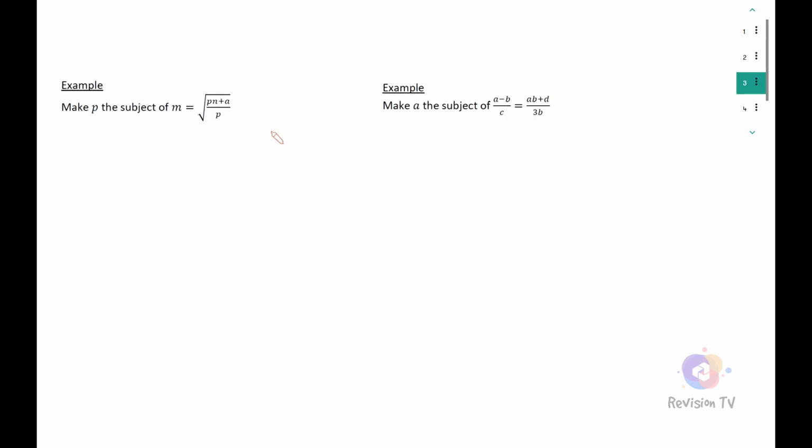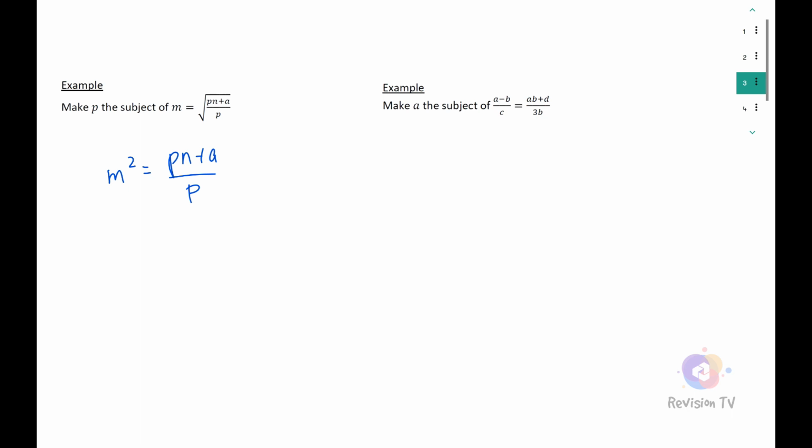The next two examples I'm going to show you are ones with a fraction, which is a common theme of the exam. First of all, we want to make p the subject. You can see there's p in the numerator and denominator, but they're all under the square root. So we have to get rid of the square root before we can get into the problem. To get rid of the square root, we're going to square both sides. So it becomes m squared equals (pn plus a) over p.